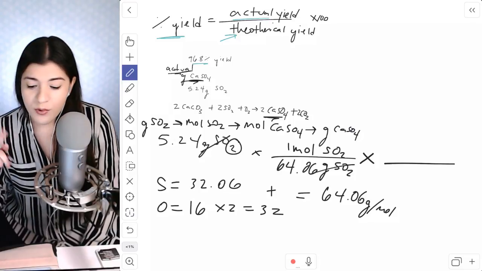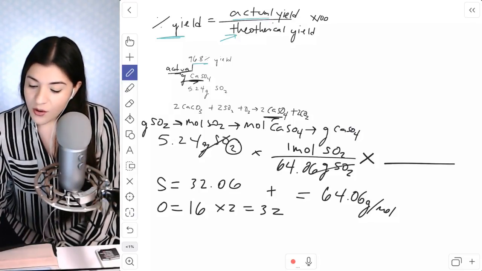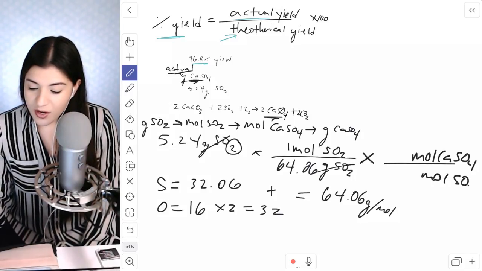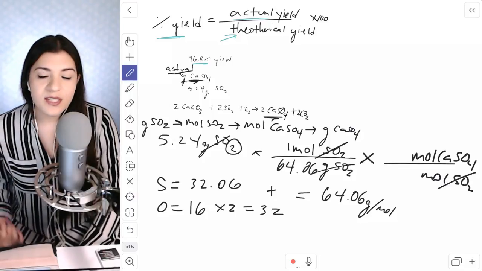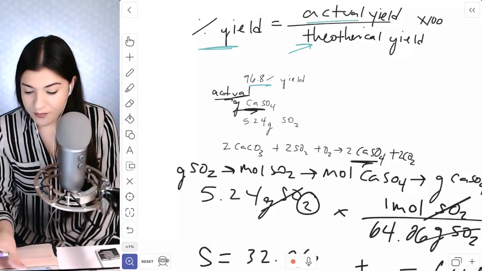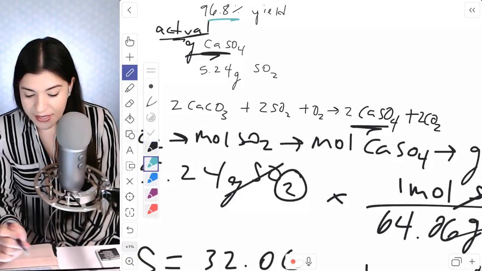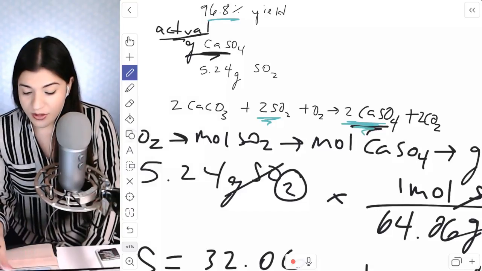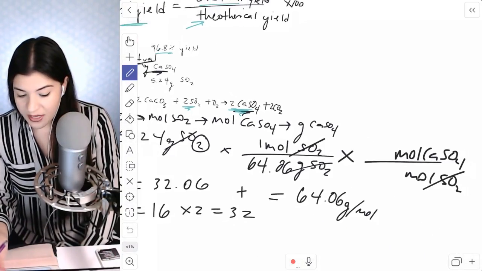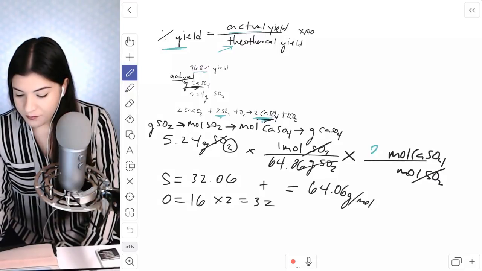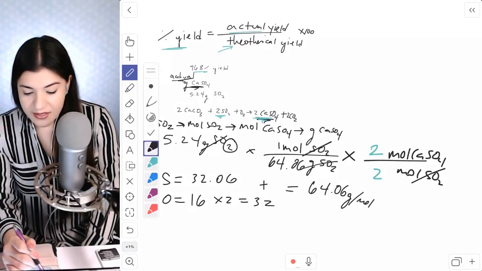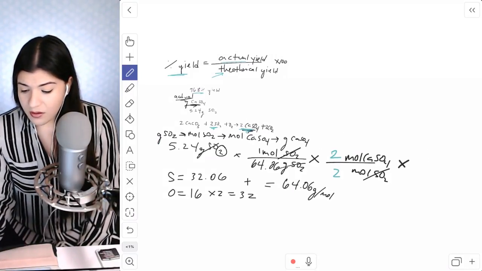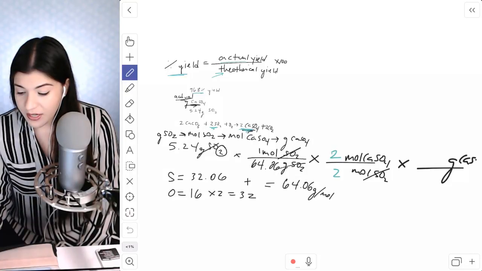So I'm going to convert that to moles of what we're looking for, which is calcium sulfate. Moles of calcium sulfate would go on top, moles of SO2 on the bottom, so those can cancel. And where I'm going to get this mole to mole ratio is from the balanced equation. You'll note that they gave you 2 moles of SO2 for every 2 moles of calcium sulfate. So that's exactly what I'm going to put here. So 2 and 2. And then next, since those two canceled, now I'm going to get to grams of our product, which is calcium sulfate.